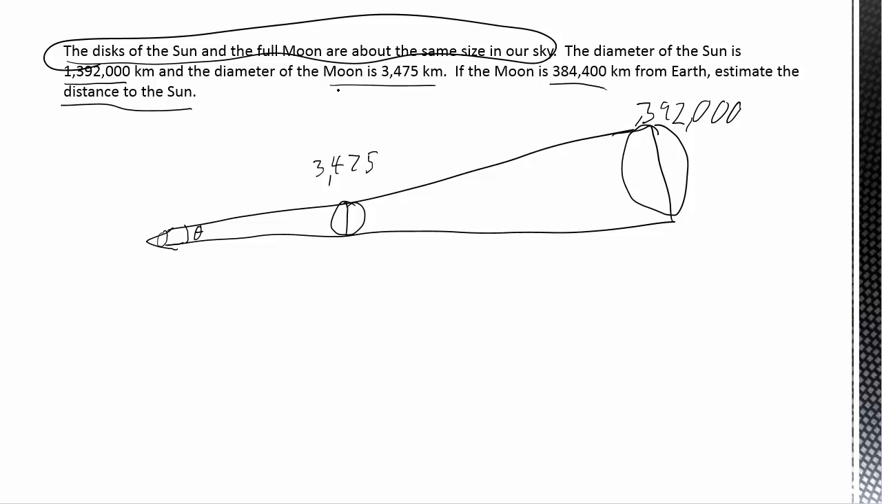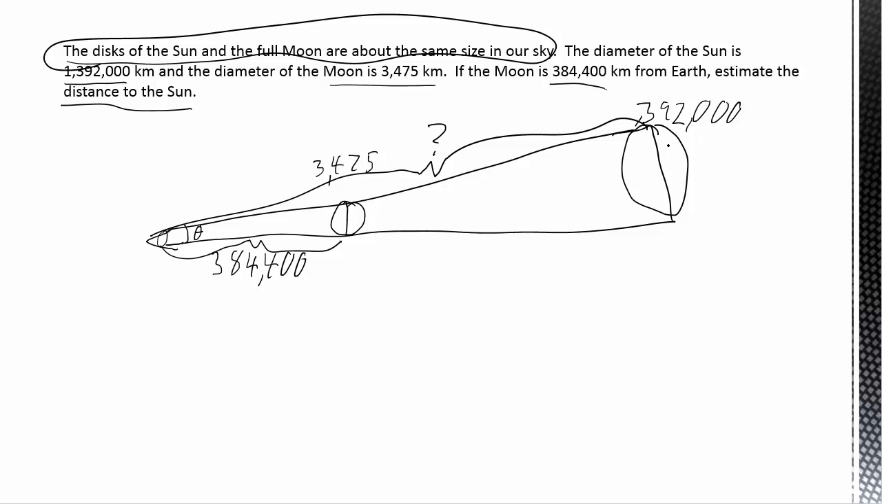We have the distance to the moon, 384,400 kilometers, and that is from here to here. And we want to find the distance to the sun, so the total distance from here all the way over there. That's what we're looking to find. So similar triangles are really nice.